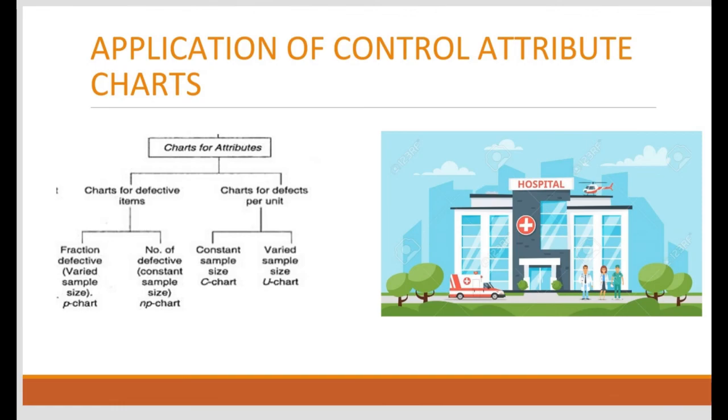Now, let us understand the applications of different types of attribute control charts using the example of a hospital. Both the P and the NP charts can be used for the number of surgeries that developed a surgical site infection and the number of patients who receive an antibiotic on time. But the NP chart plots the number while the P chart plots the proportion of items. The C charts can be used for the number of patient falls, the number of central line infections, and the number of needle sticks.